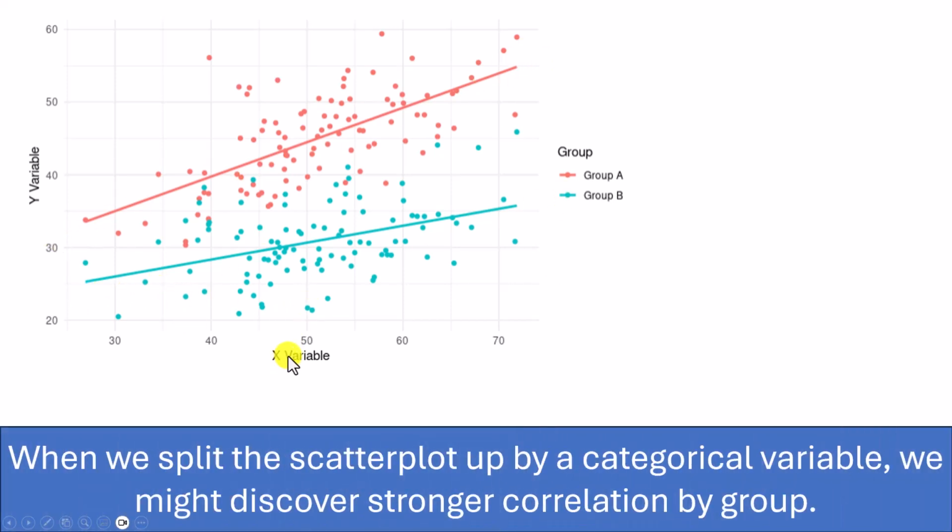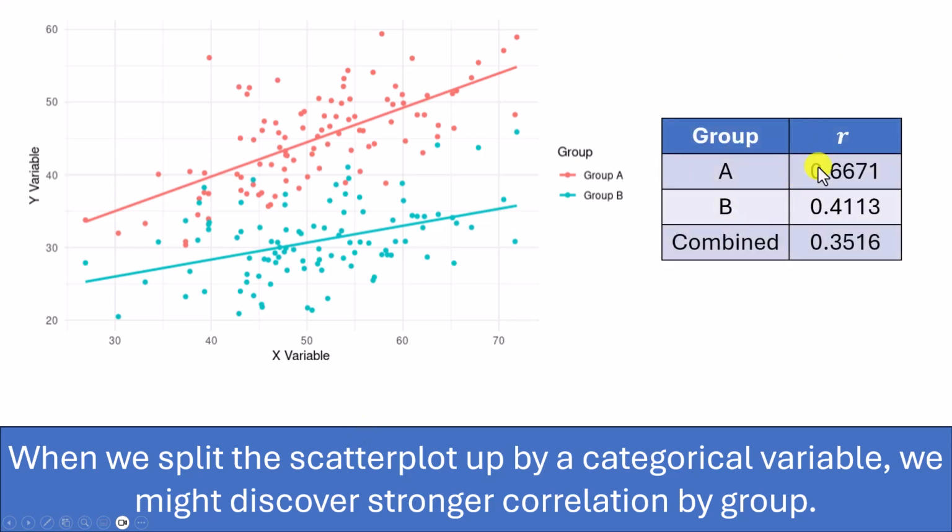So when we split up the scatterplot by a categorical variable, we might discover a stronger correlation by the groups. And in fact, if we calculated the correlation for each of those groups individually, we would see that group A has a correlation coefficient of 0.6671. So that's a fairly moderate positive correlation. And then group B has just a little bit stronger of a correlation than we had with the combined data, I think maybe because of some of the outliers that are a little bit above the line here.